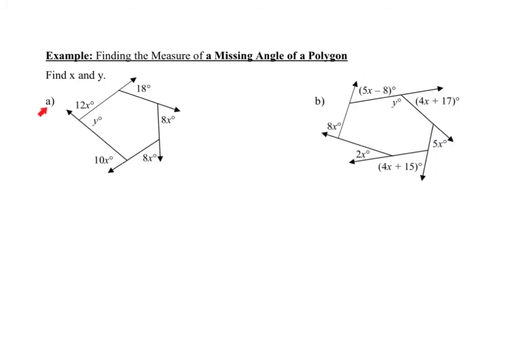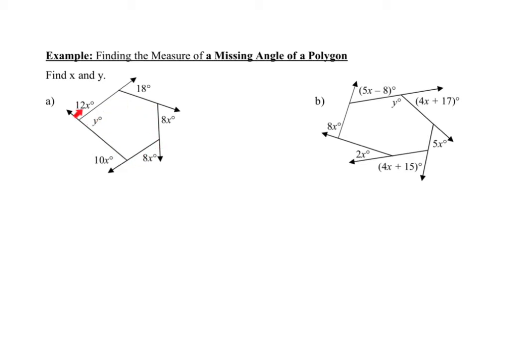Now let's look at some problems that contain a little bit more algebra. We're going to find x and y. Notice that x is on the outside of the polygon, so that's an exterior angle. And on the inside, we have y, which is an interior angle. Notice that these are not regular polygons. Regular polygons will have congruent angles inside.